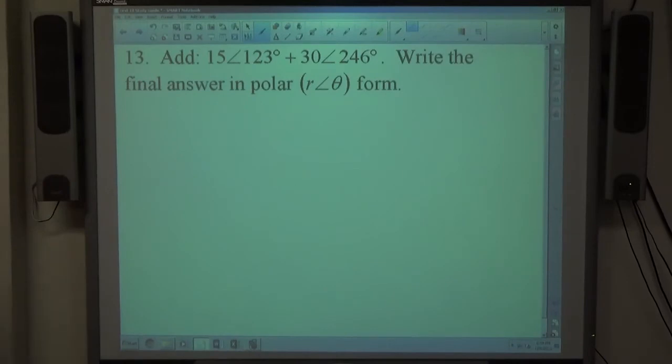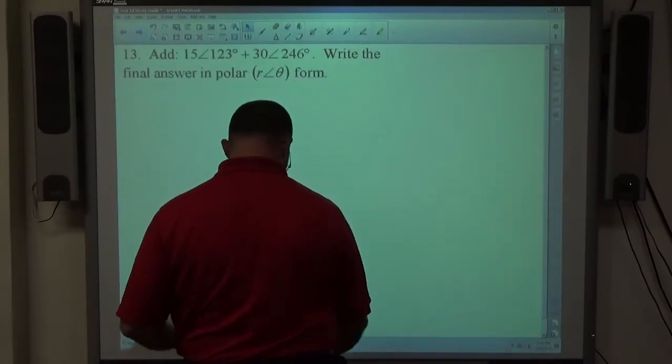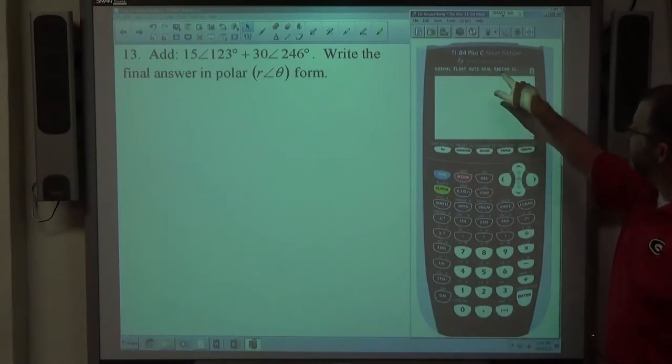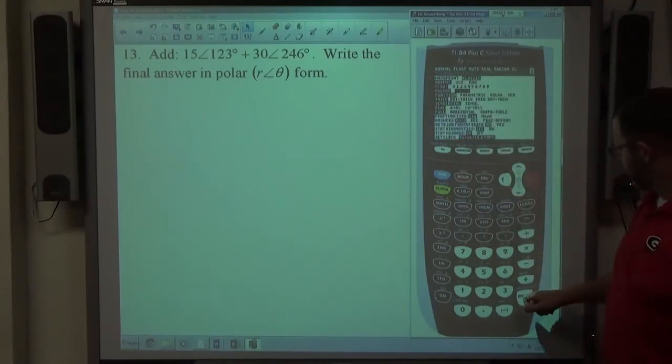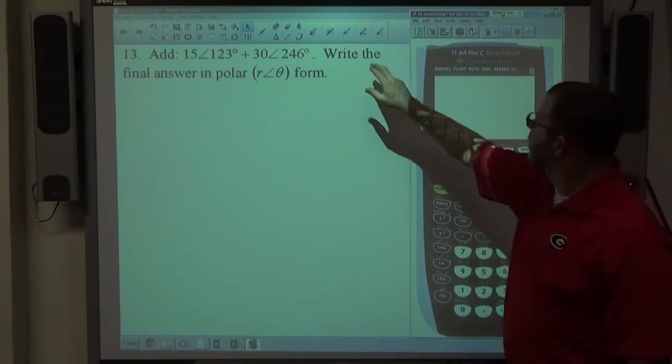Number 13, I'm supposed to add these vectors and write the final answer in polar form. Shrink this up a little, I'll use a calculator. The first thing I notice is my calculator's in radians, not degrees. So I go to my mode and make sure I'm sitting in degrees, because that's what type of form we need in this class.